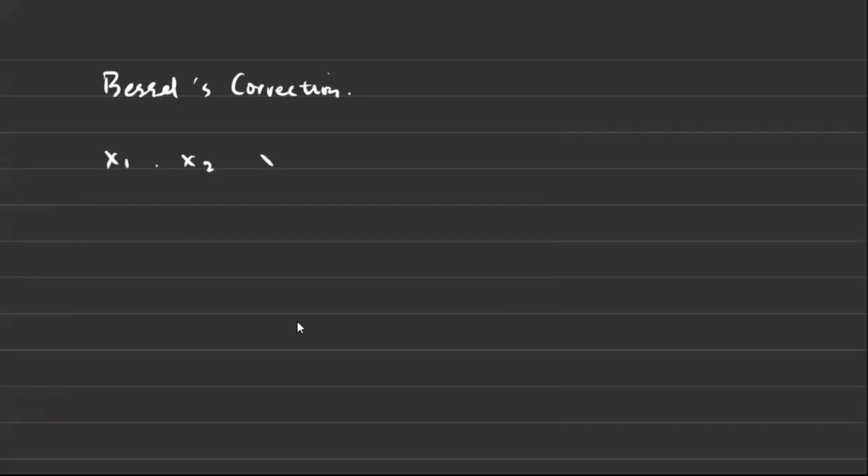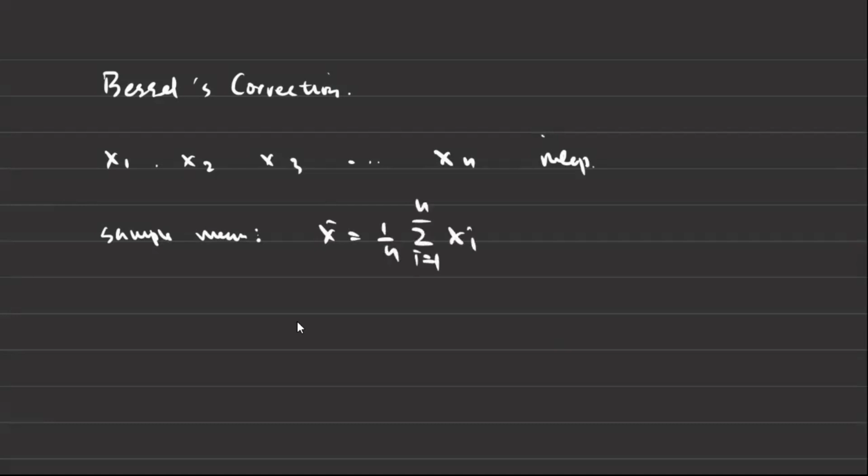If you are sampling a bunch of numbers, x1, x2, x3, all the way to xn, independently from some sort of population, then what we have is the sample mean. We can write down the formula for the sample mean: x bar equals 1 over n, sum i from 1 to n of xi. You can also write down the biased sample variance.